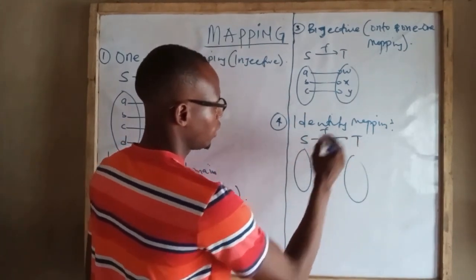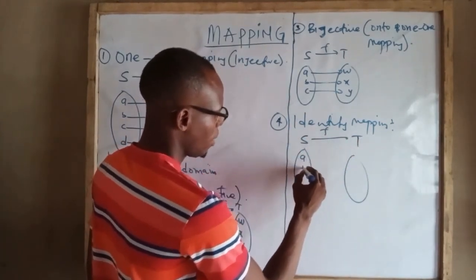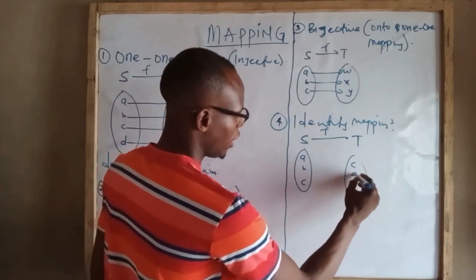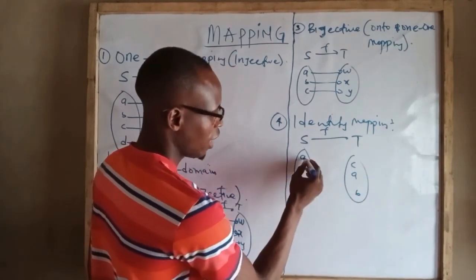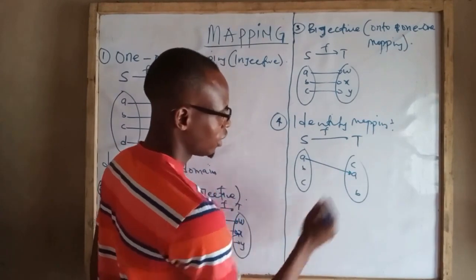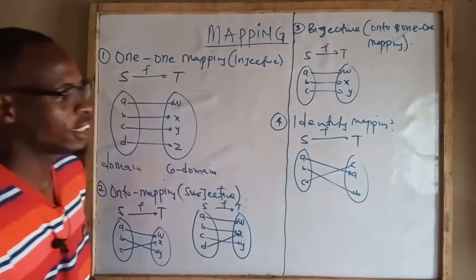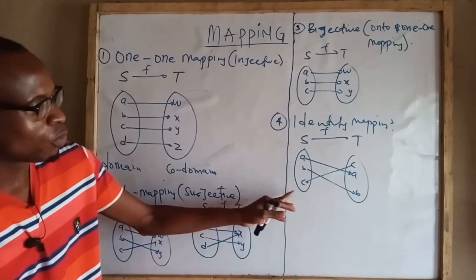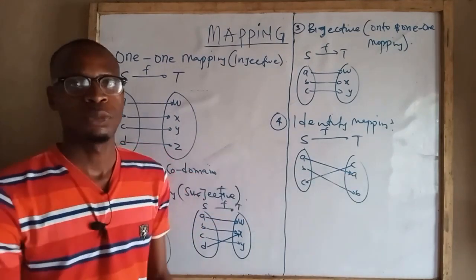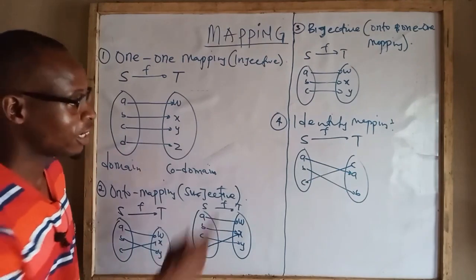So now, for example, set S is being mapped into set T. A, B, C, and C, A, B. Look at A is mapped into its image, C is mapped into its image, B is mapped into its image. So this type of set is known as the identity set. That is when the element in the domain is the same as the element in the codomain. So this is a type of identity mapping.